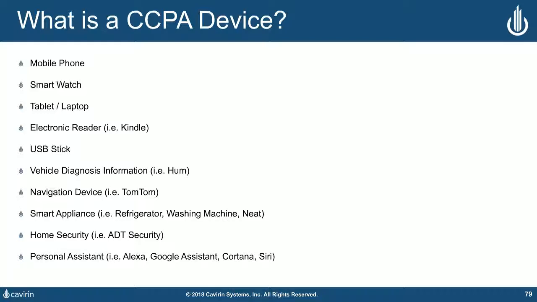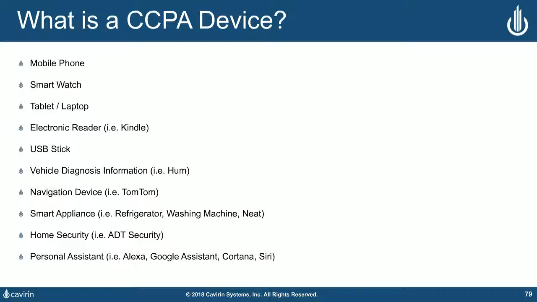Yeah. So when we get to the devices, obviously mobile phones, everybody would think of smartwatches. You would think of tablets, laptops. You would think of readers like Kindle. You would think of USB sticks, you may or may not think of, right? But that one is, depending if I can give you out $50,000 or my business does more than $25 million, and I use that to collect data.